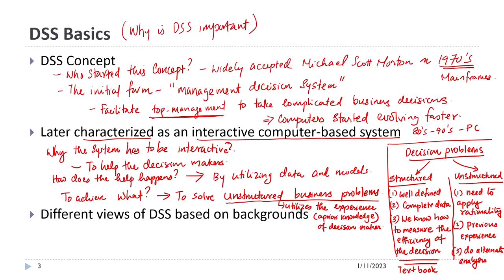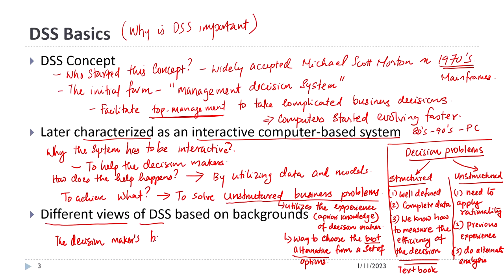That is the one that you do, and once the alternatives are analyzed by the decision maker, then you basically choose the best alternative from a set of options. You have a set of options and from which you select the best alternative, whatever be the best one that you think, that is the one that you end up choosing as part of this. Okay. So, when you have to look into different alternatives, it will also give rise to different views of the decision support system based on the background. So, the decision maker's background should also be factored in.